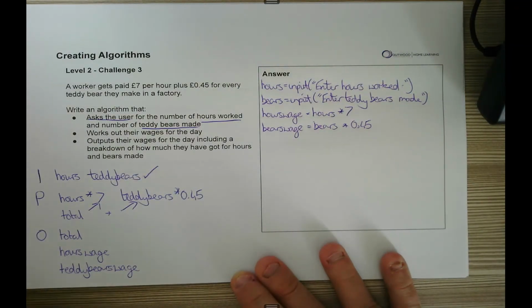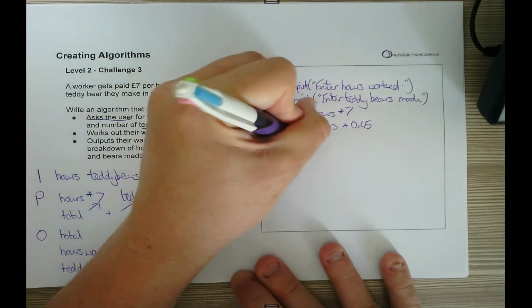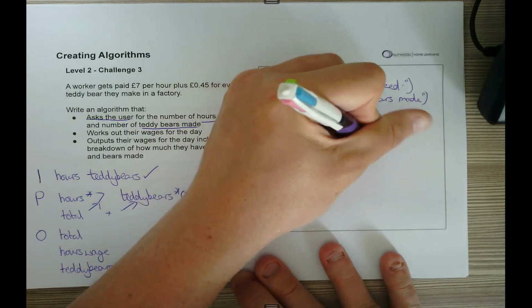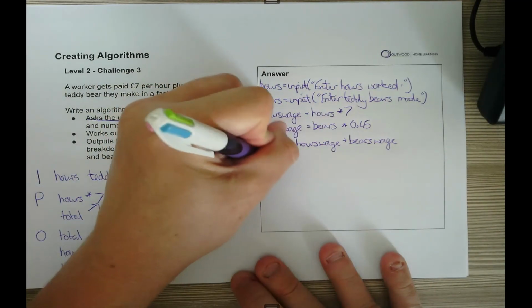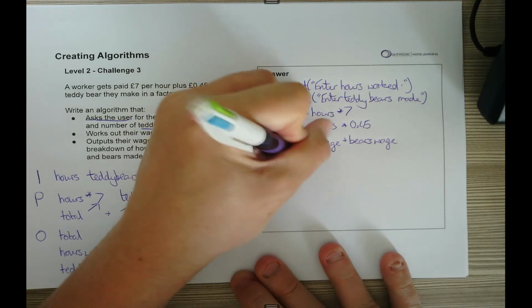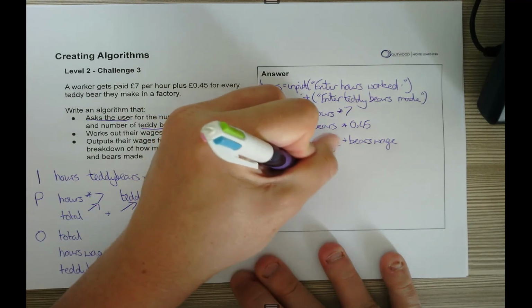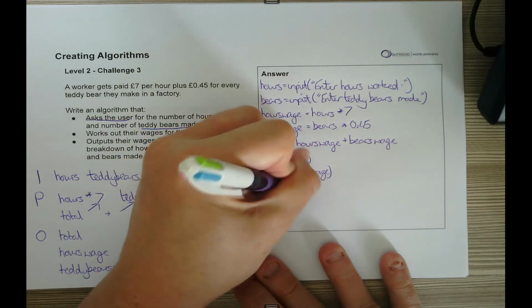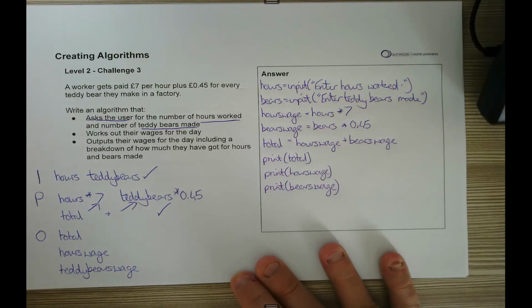Okay, so I also need to work out the total. So I'm going to say total, fifth variable here, equals hours wage plus bears wage. I've got all my processes done, so now I need to do my outputs. So I'm going to say print total, print hours wage, and print bears wage. And obviously there's more than one way to go around that, but that actually achieves that task.